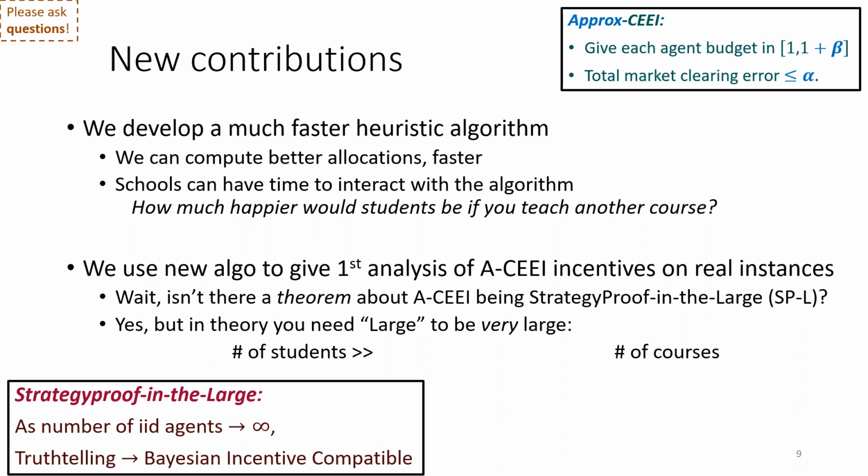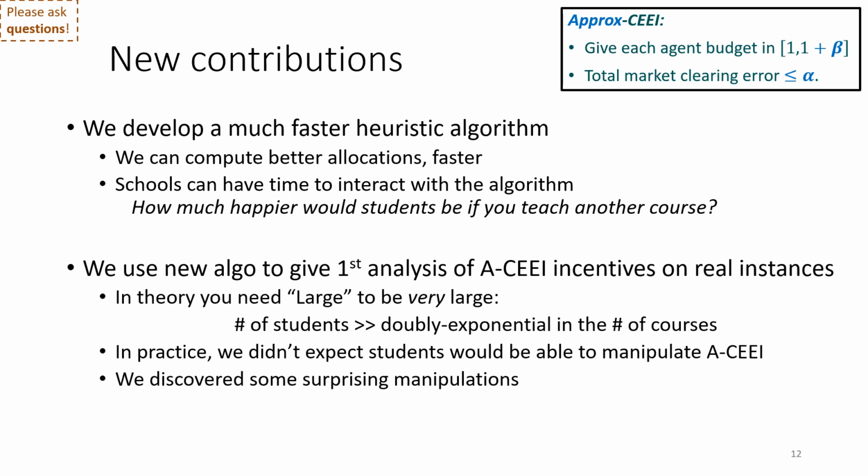This is important even though we know that A-CEEI is strategy-proof in the large, since the market needs to be very large for the theorem to hold. Exponential in the number of courses is not enough. Actually, for the theory result to hold, one must have the number of students on the order of doubly exponential in the number of courses. So basically, the theorem might not be applicable in many real scenarios.